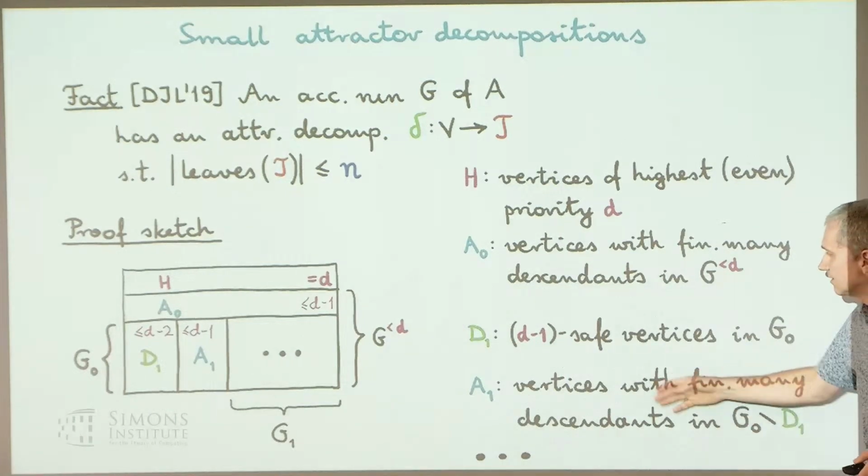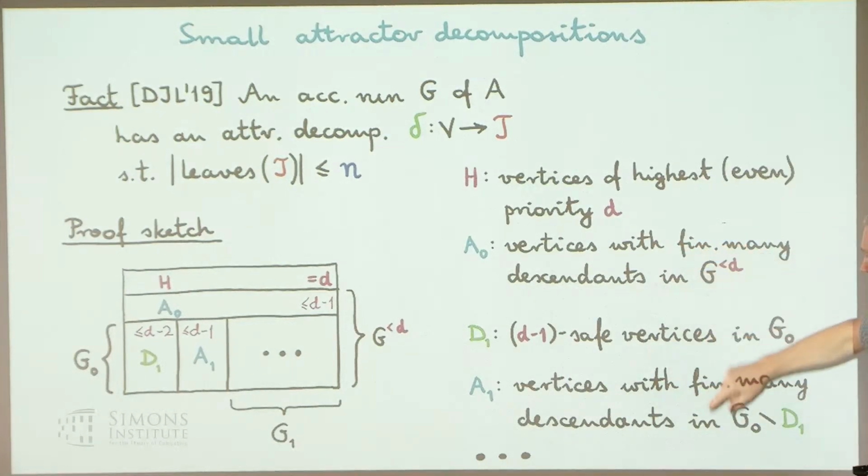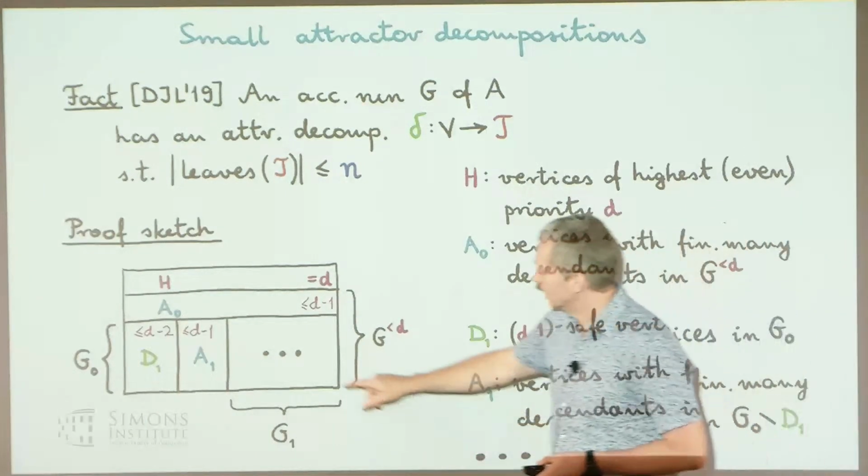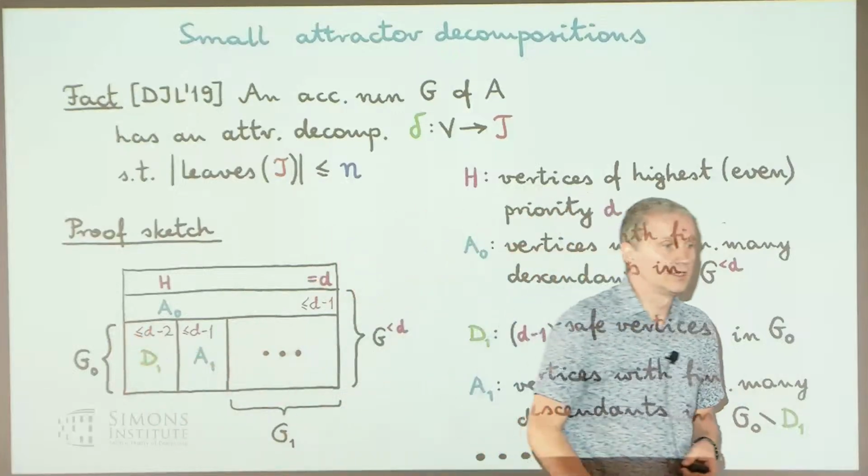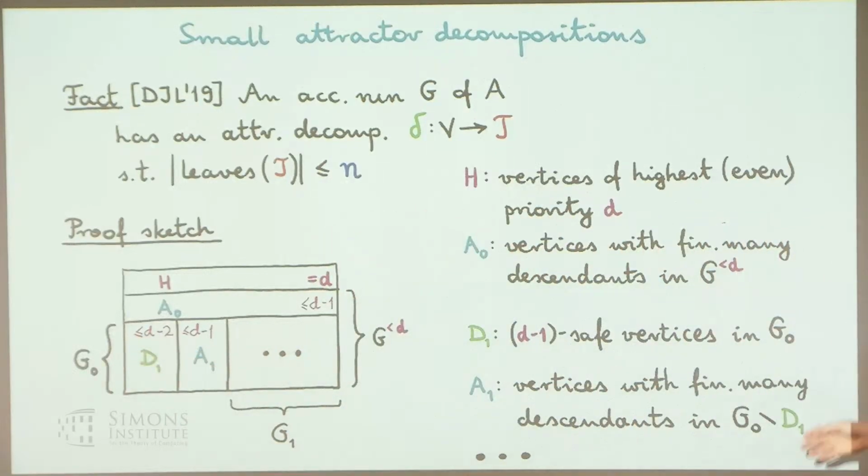Okay? Then I take A1, which is exactly like A0. Now I take simply the set of vertices with finitely many descendants in the graph G0 without this. That's the attractor, and I continue. Okay? So that's how we construct an attractor decomposition.